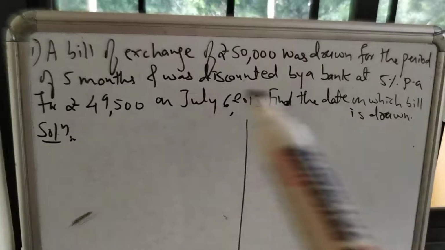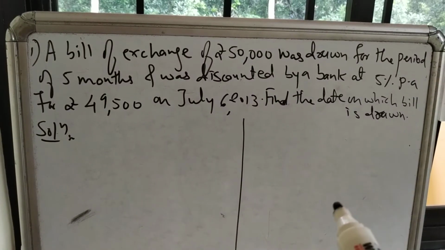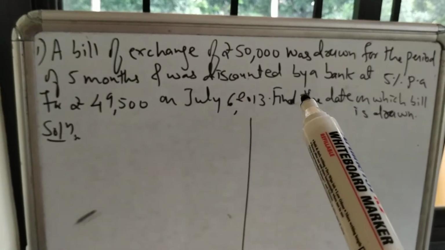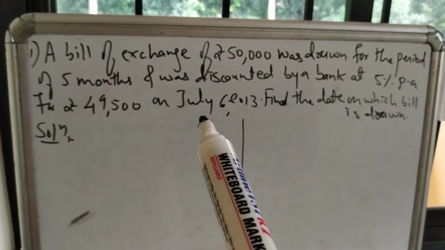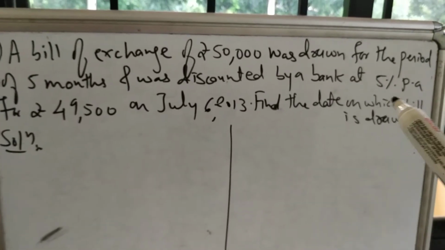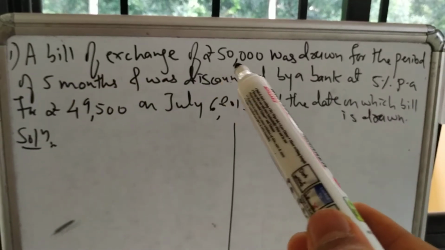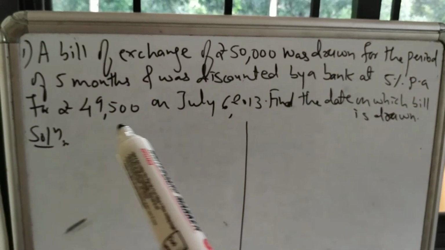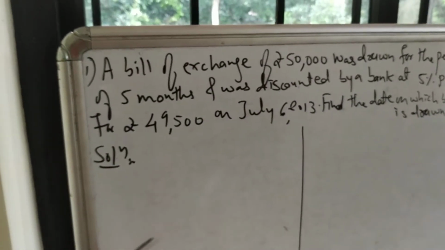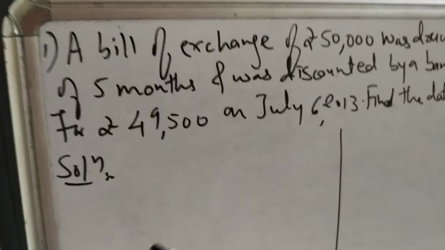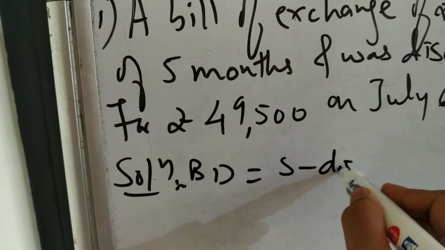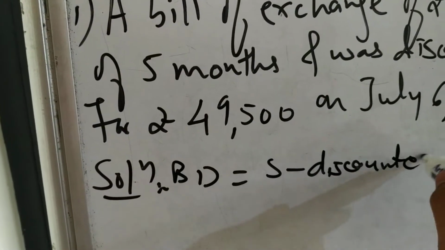Now we are asked to find the date on which bill is drawn, and they have given when the bill was discounted. It was discounted on July 6, 2013. Rate of interest is given as 5% per annum. They have given the face value and the discounted value. So from these two values we can easily calculate what is banker's discount. We know the formula BD equals S minus discounted value.